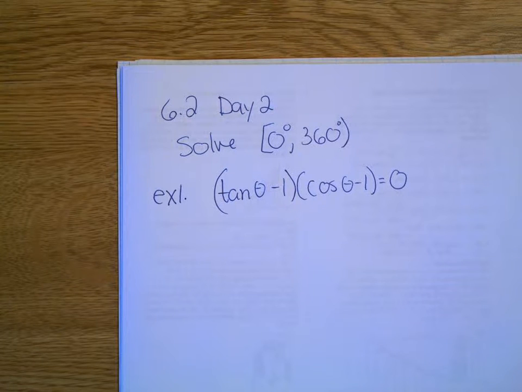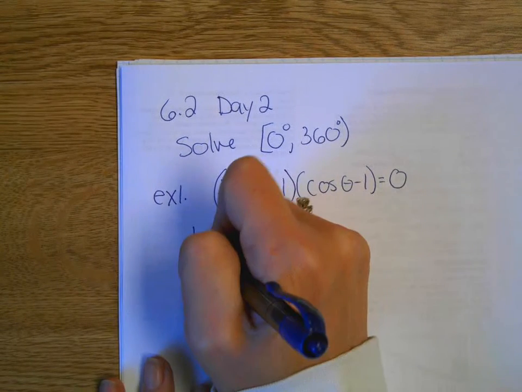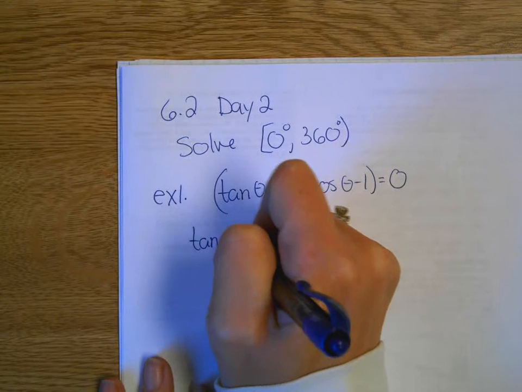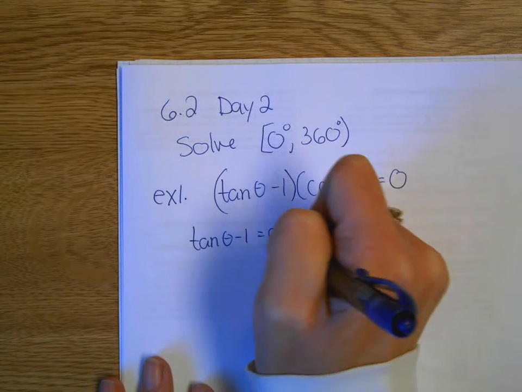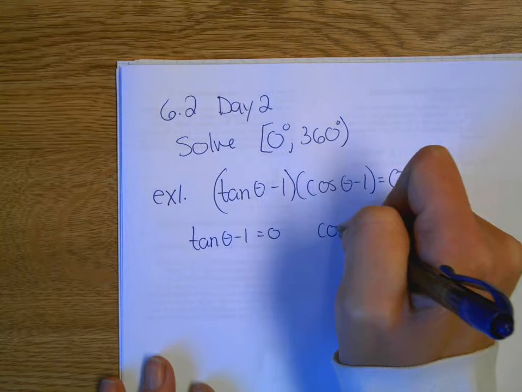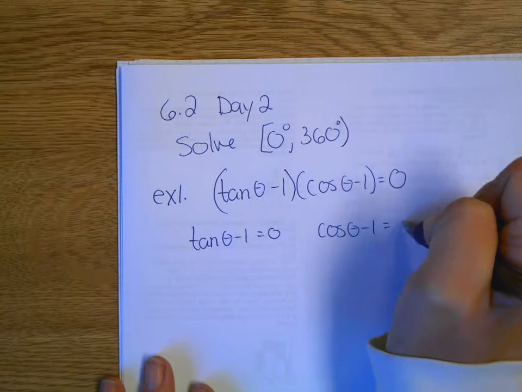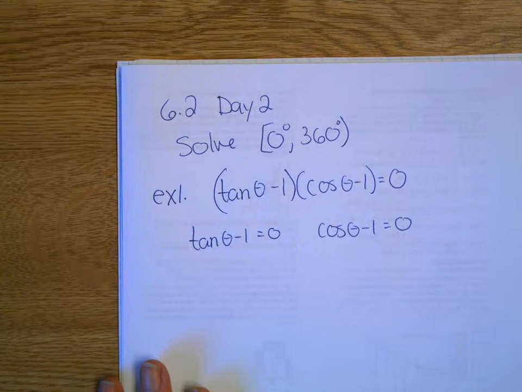So we go to Dr. Seuss. Thing 1 equals 0, thing 2 equals 0. So tangent theta minus 1 equals 0, and then cosine theta minus 1 equals 0. That's what I told you. I said, well, it wasn't worth doing. Then I said, oh, I'll build your confidence up.